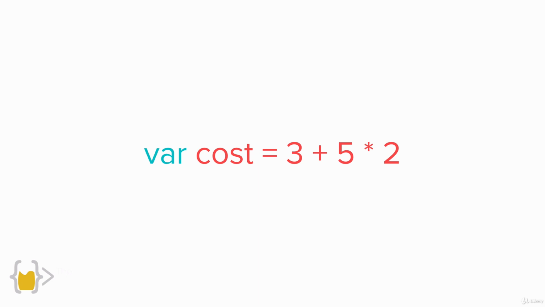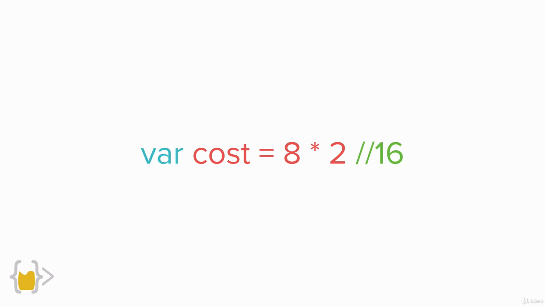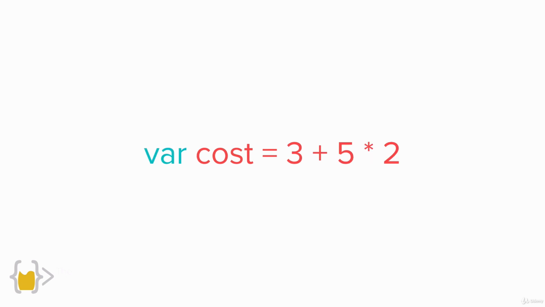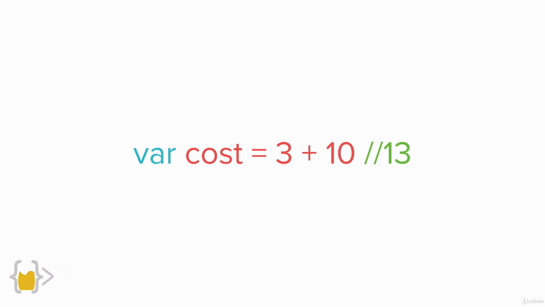Now, that was pretty easy, right? But what about this expression? Say if we create a variable called cost, and it's equal to 3 plus 5 times 2. What does this equal? If we first added 3 to 5, then we multiplied that by 2, we would get 16. But if, on the other hand, we first multiply the 5 by 2 and then add 3, we get 13.